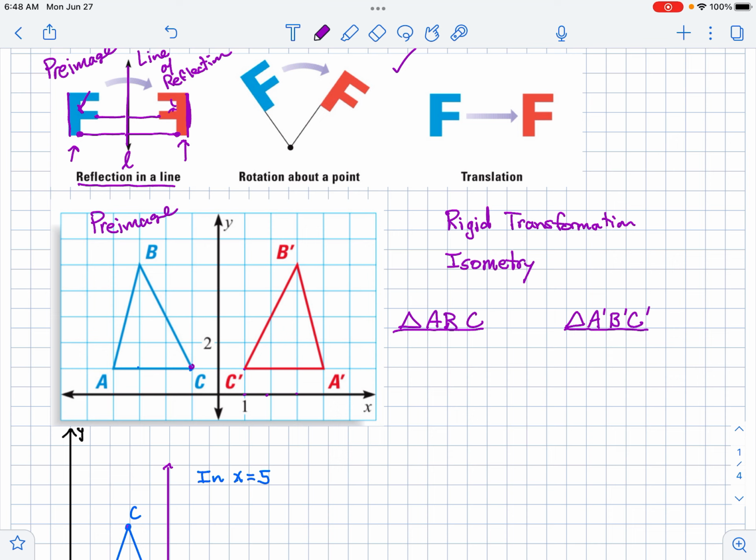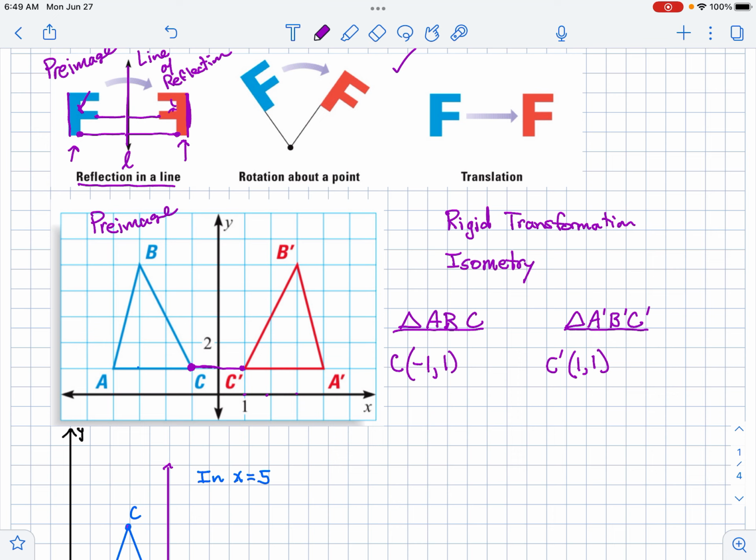And I'm going to just look at each point. Now notice this C. That point C is at -1, 1. If you look at the distance to the line of reflection, it's 1 unit. So if we want to get C prime, we're going to go 1 unit to the right. So it should be 1, 1. Just like it's 1 unit to the left to get to the C, it's going to be 1 unit to the right to get to the C prime. So we get 1, 1.